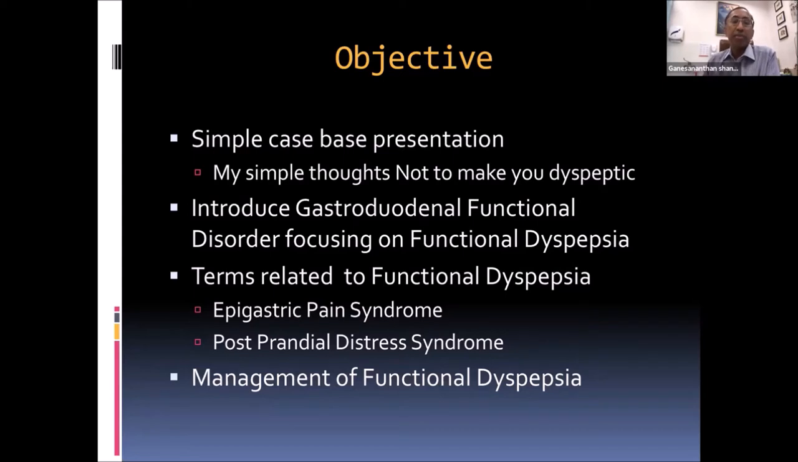The terms related to functional dyspepsia will be epigastric pain syndrome and postprandial distress syndrome. You'll listen to these two words very often, until you start getting sick of them. These are two common terms that we use in functional dyspepsia in the current day. Then I'll talk a bit about management of functional dyspepsia.